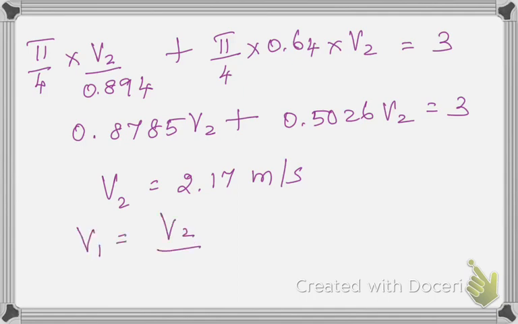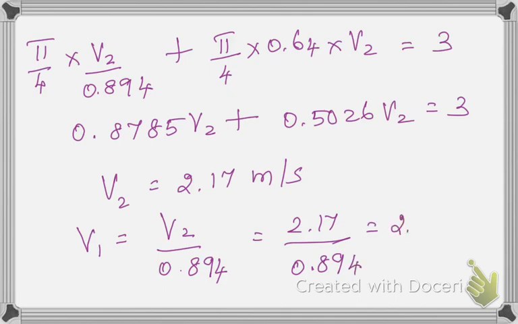Once V2 is calculated, V1 also can be calculated very easily using the relationship V1 is equal to V2 by 0.894, which is 2.17 by 0.894, which is equal to 2.427 meter per second. So we have determined our V1 and V2. Now it is easier to determine our Q1 and Q2.